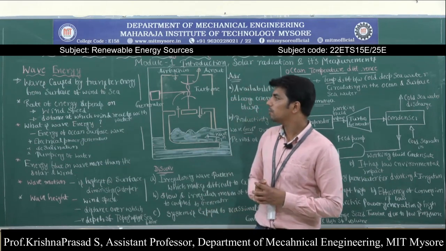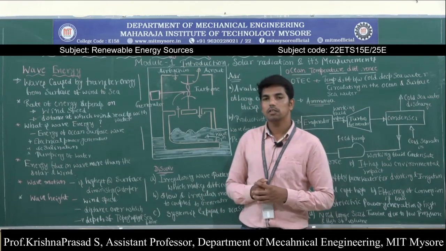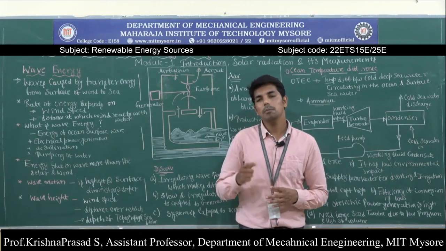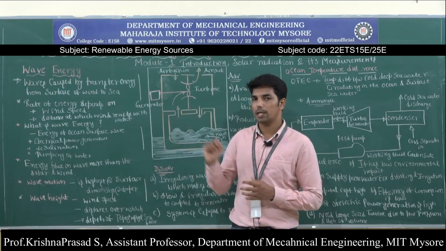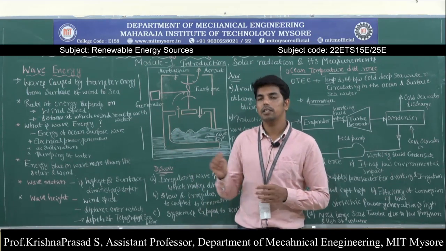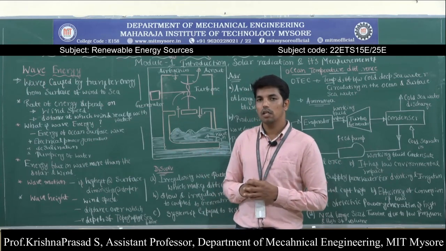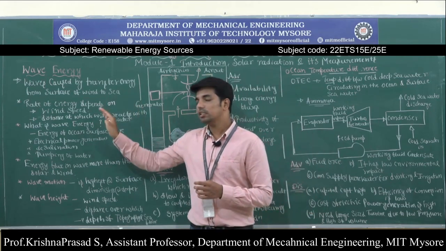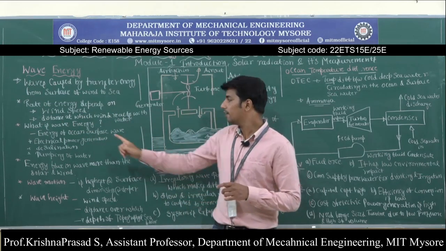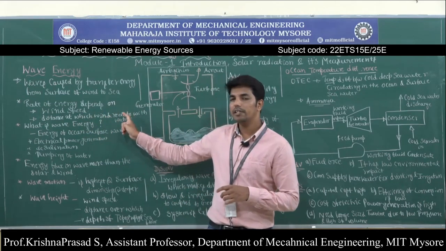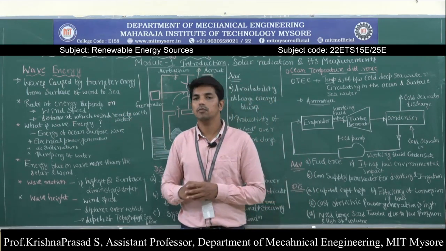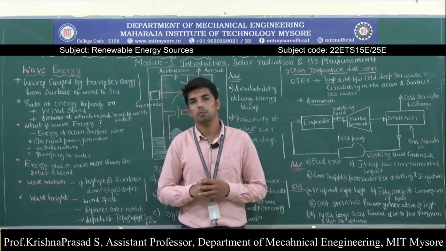So the very first important thing: what is meant by a wave? Waves are caused by the transfer of energy from the wind at the surface to the sea. The rate of energy transfer depends upon two parameters: wind speed and the distance over which the wind reacts with the water. These are the two main reasons for the generation of waves on the seashore.